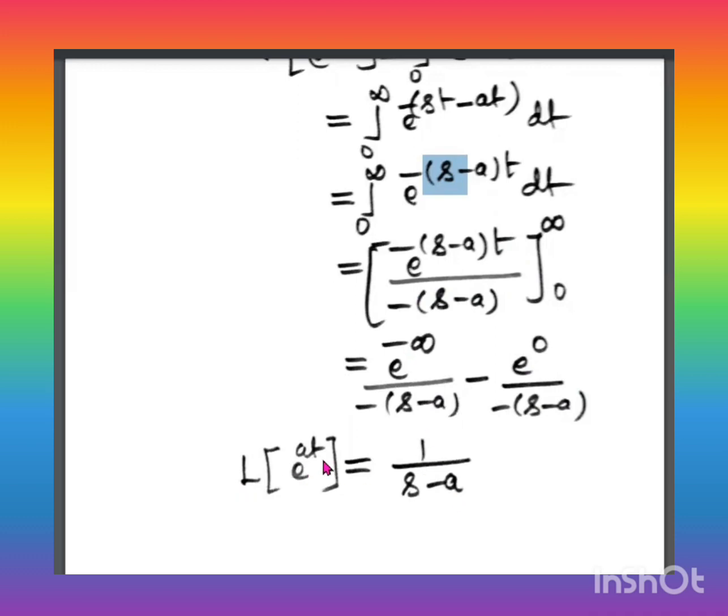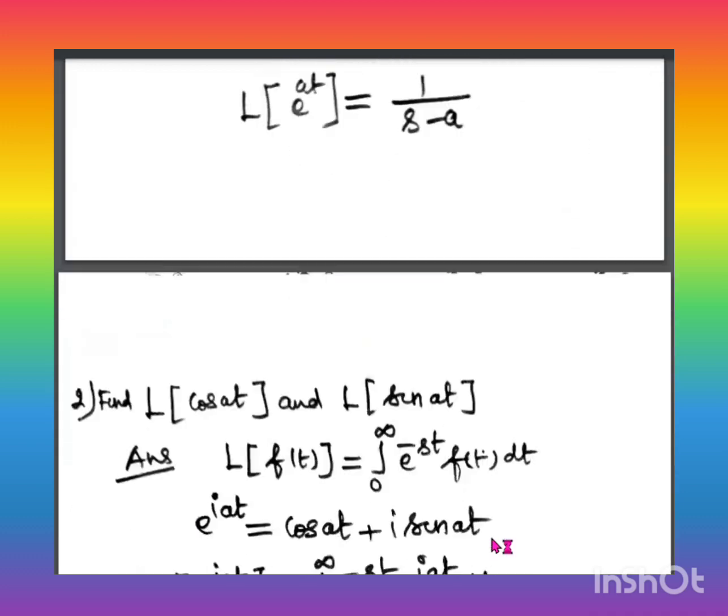L of e power minus at, if here it is minus, means the answer is 1 divided by s plus a. If e power at is positive, the answer will be in negative. If e power at is in negative, the answer will be positive. So you have to keep this in your mind.